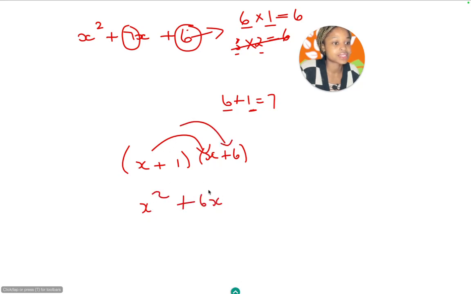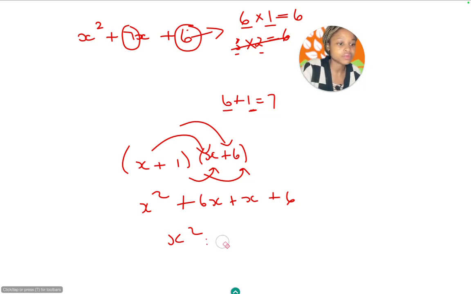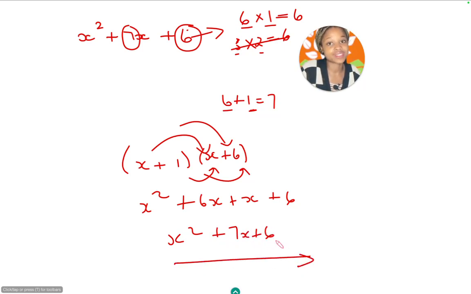Plus 6x plus x, and then we get x squared plus 7x plus 6, right back where we started. So this is how we factorize trinomials.